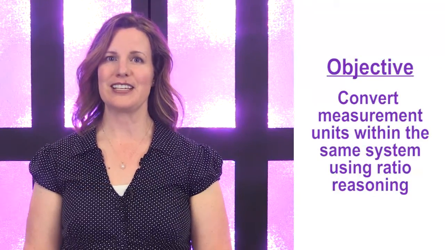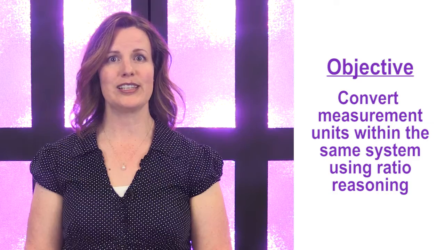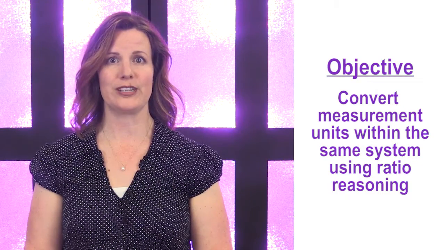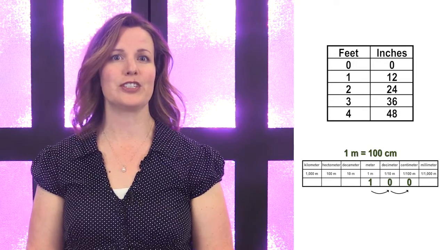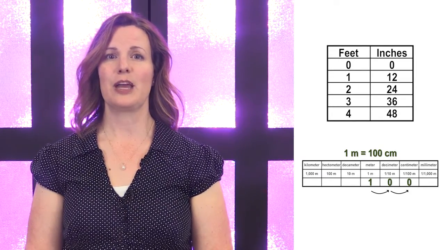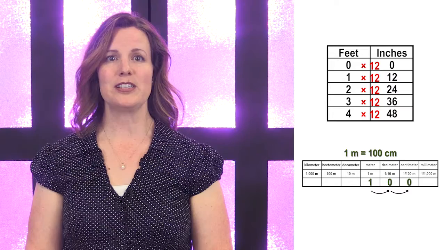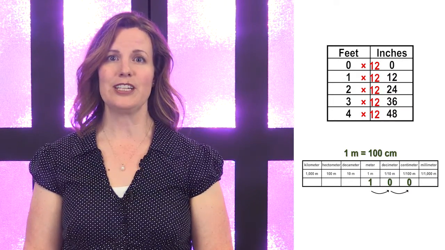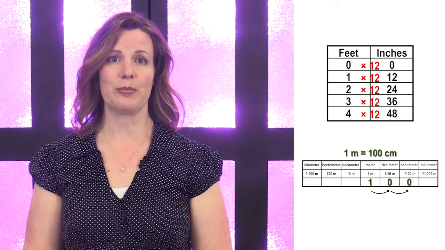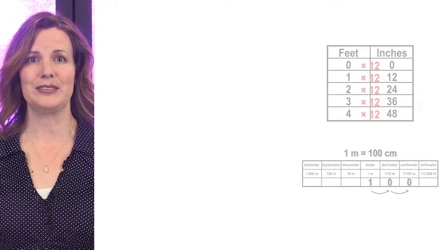The objective of this lesson is to convert measurement units within the same system using ratio reasoning. In 4th and 5th grades, students solved measurement conversions by creating diagrams, tables of equivalent measures, or by solving multiplication and division problems. Students will now apply ratio reasoning as discussed in this chapter to solve conversion problems as well.